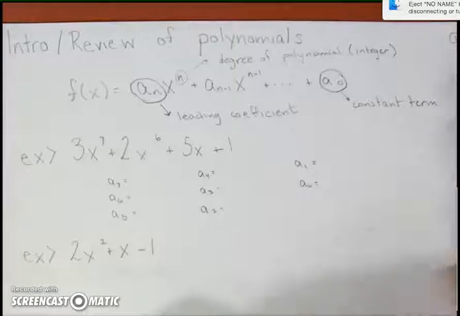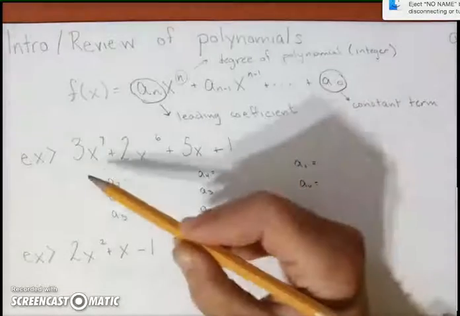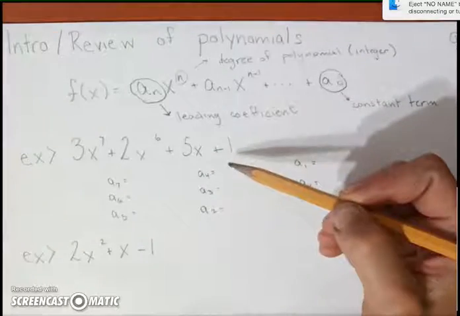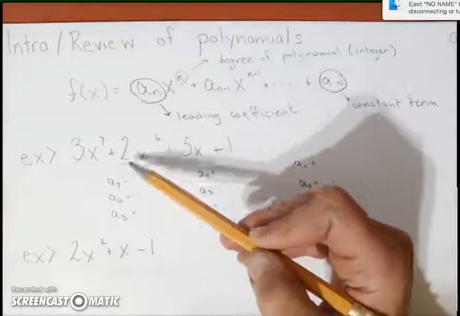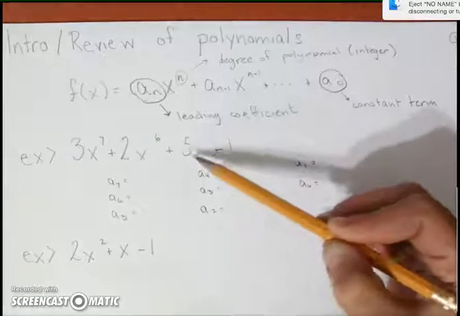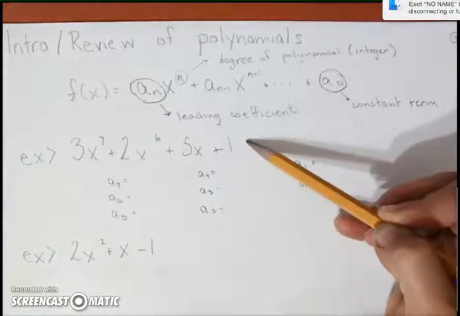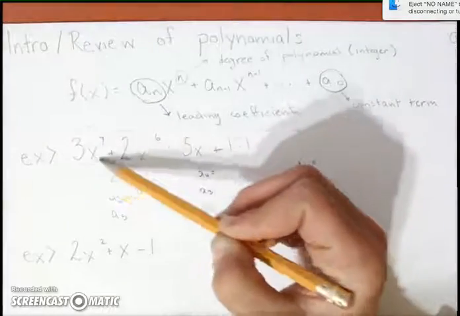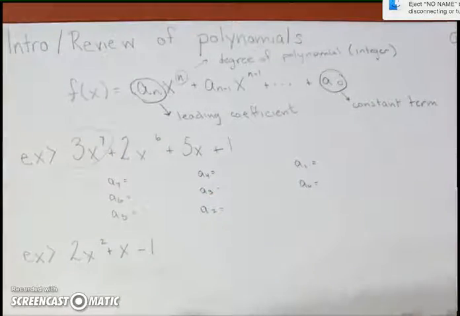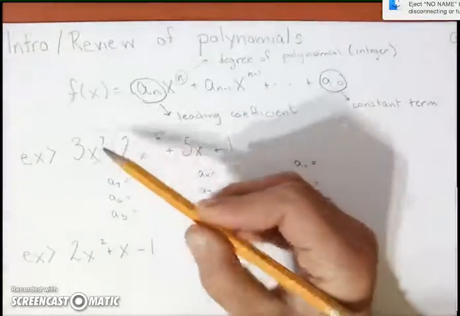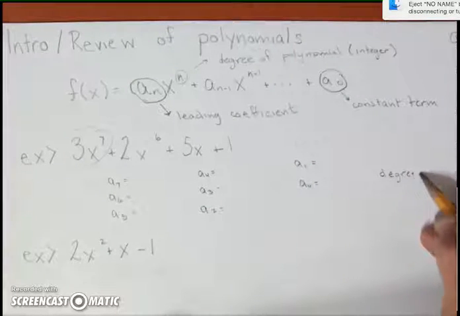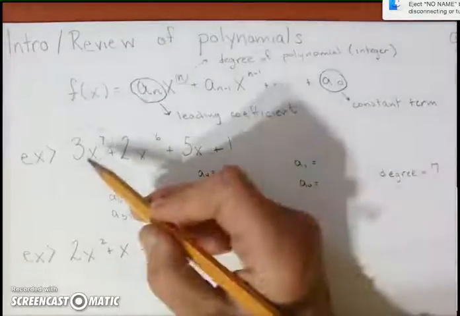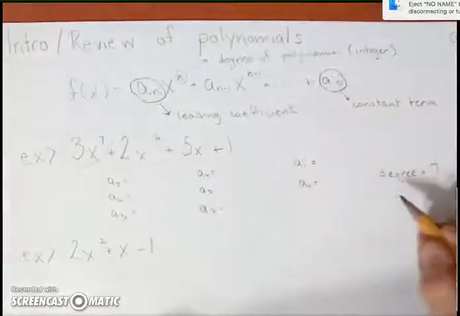So let's look at some examples. Here's a polynomial. I have 3 times x to the 7 plus 2 times x to the 6th plus 5 times x plus 1. So this is my leading term because it's the highest power of x. The degree is 7. And the leading coefficient is 3.